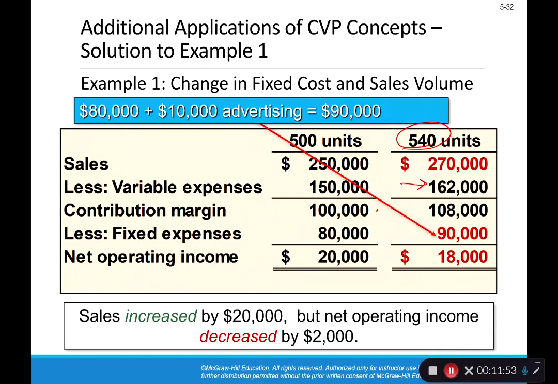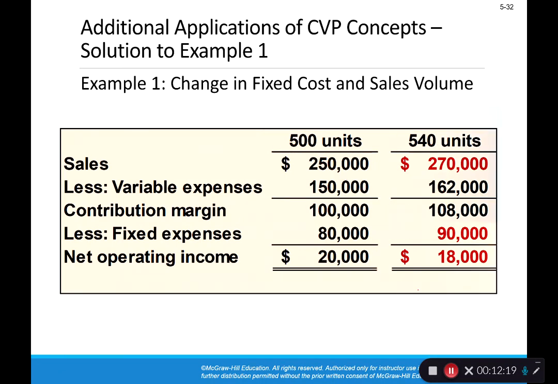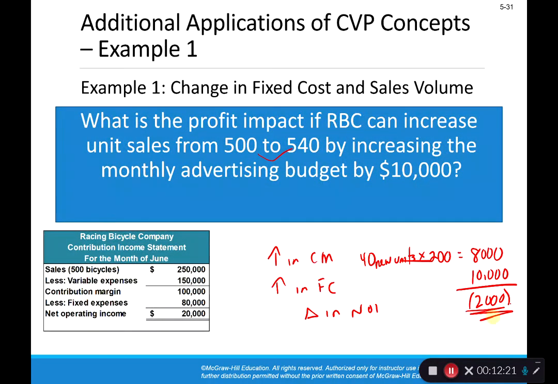540 times my 200 in contribution margin will give me my total contribution margin of 108. And then our fixed costs went up by 10, so 80 plus 10 is 90, and then you can get your 18. But lo and behold, profits went down by 2, or they went down by 2,000, which is what I calculated right here by focusing only on what was changing.